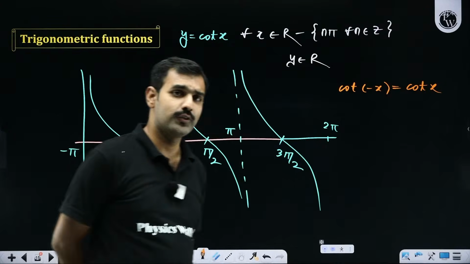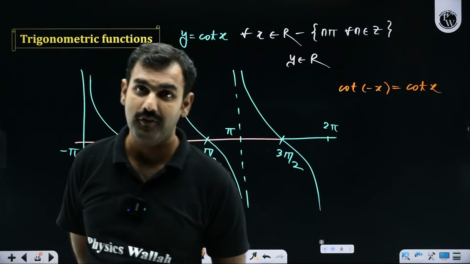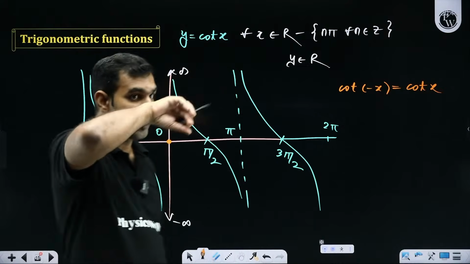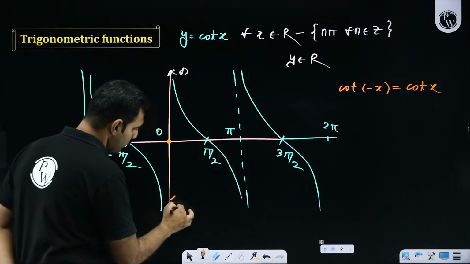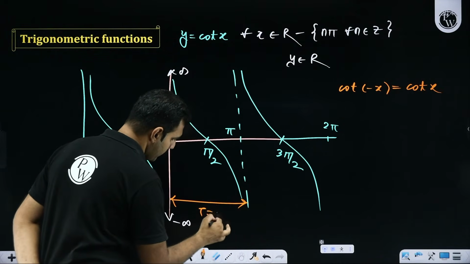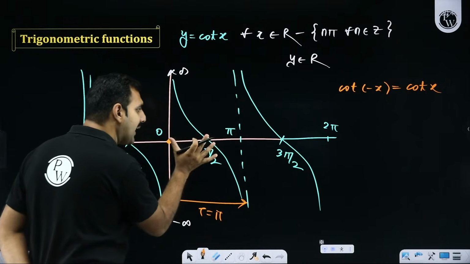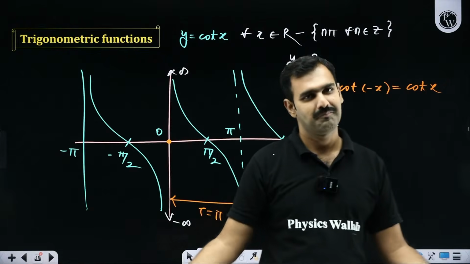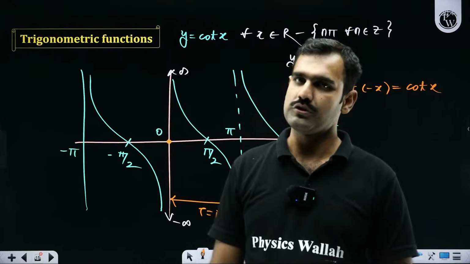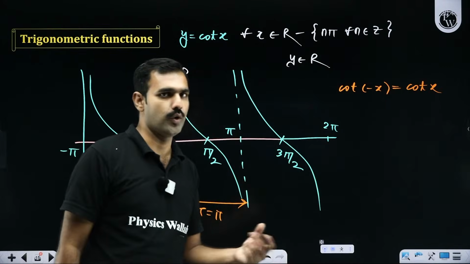Is cot x also a periodic function? Technically, all the trigonometric functions are periodic. Cot is also periodic with the period pi. I hope you do notice that this chunk is getting repeated. Pi distance is getting repeated every time. So cot is again a periodic function with period pi, the way tan was.